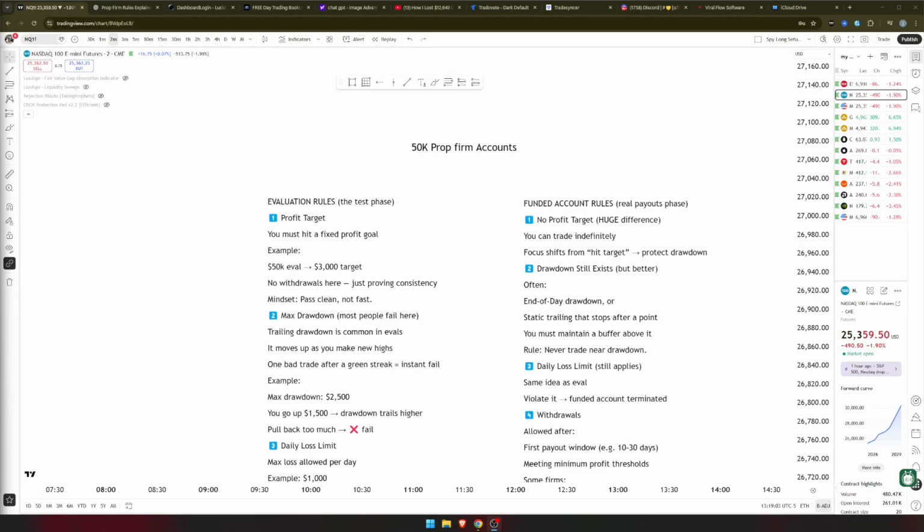I'm going to be going over the general rules for a prop firm account, specifically a 50K evaluation and then a 50K funded, to show you what the differences are. And these are just the general rules. Each prop firm competes with each other, so they try to change their rules so it appeals to different types of traders.